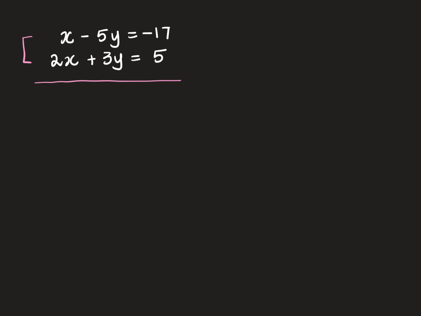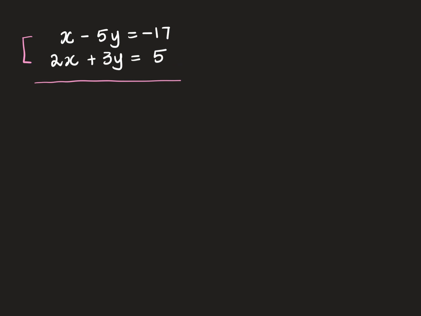Well, x plus 2x would be 3x. Minus 5 plus 3y would be minus 2y. That's not helping me because nothing there is eliminated. Next, I ask myself, what about if I subtracted this equation? Would that make any of my variables disappear? Well, x minus 2x, that's going to leave me with minus x. That's not going to help. Minus 5y minus 3y, no, that won't work. So that's not a strategy that I should use.